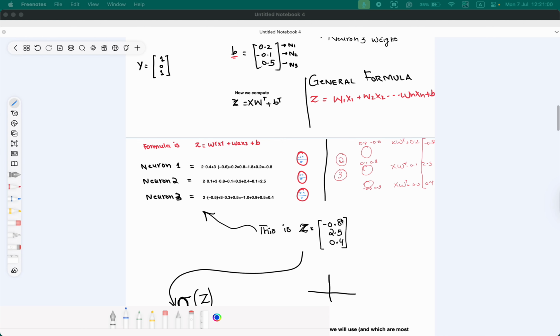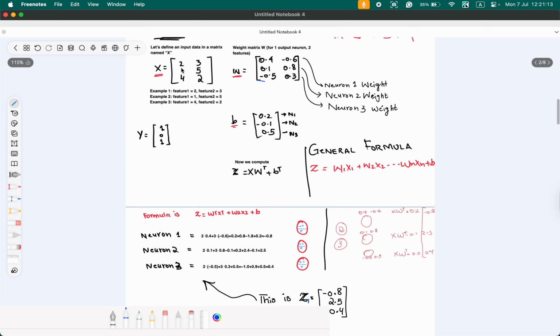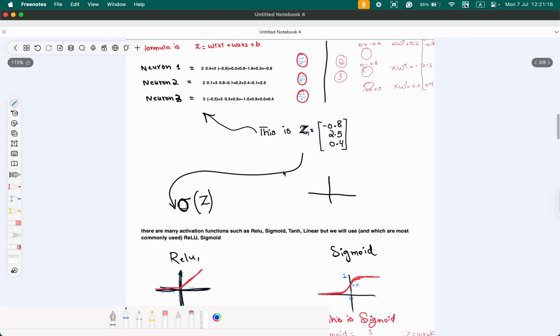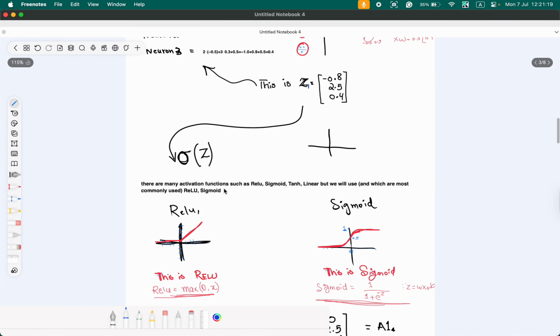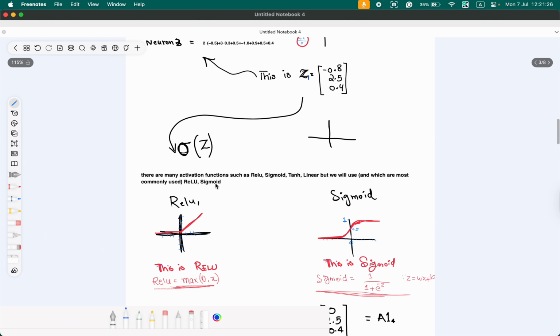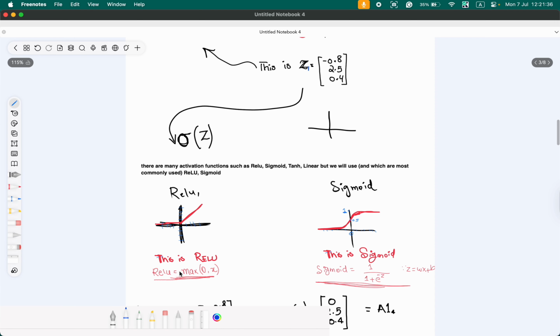Now we need to apply the activation function to this Z1. Let's call this Z1, as this is the output from all 3 neurons for the example 2 comma 3. Specifically, we use a ReLU activation function. It is very famous, and almost everyone uses ReLU inside the hidden layers. ReLU stands for rectified linear unit, and it's defined as max 0 comma x. This means positive values stay the same and negative values become 0.